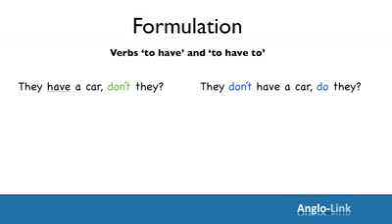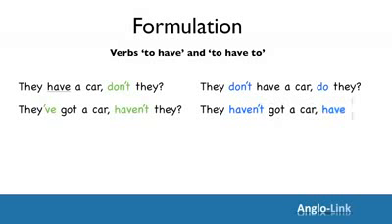Now, if you use the word get or got with these expressions, you end up with a sentence like this. They've got a car, and this time you can use the word have as your auxiliary. They've got a car, haven't they? They haven't got a car, have they?